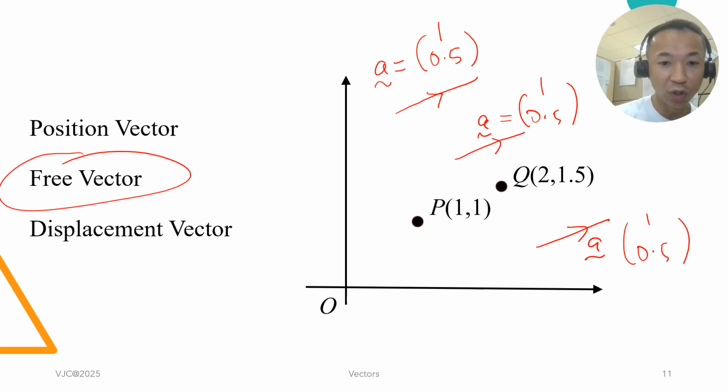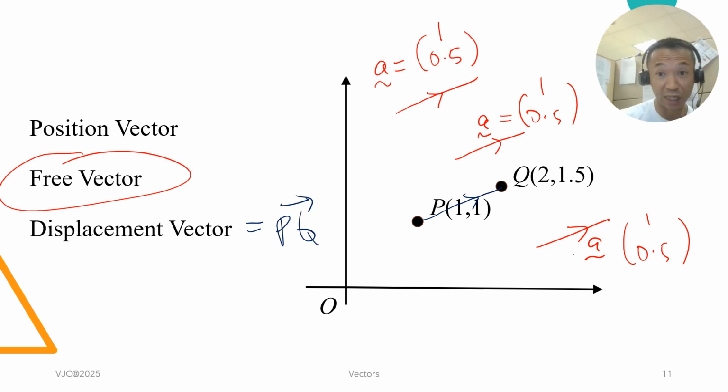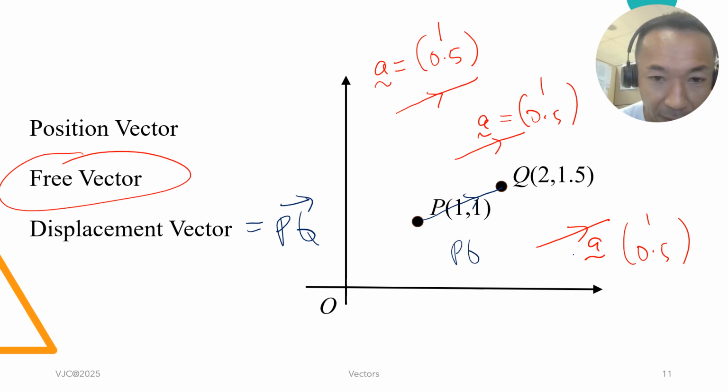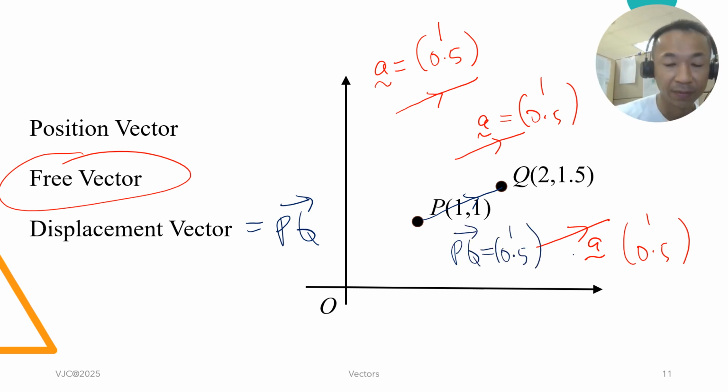And finally, if we talk about a displacement vector, it is basically if P is a point, Q is a point, PQ then is a displacement vector. It is the change in displacement from P to Q like that. In this case, PQ is 1, 0.5. So if I have another point, say, V, then PV is another displacement vector.